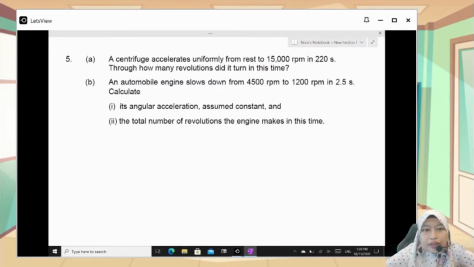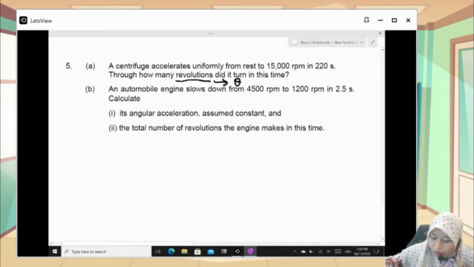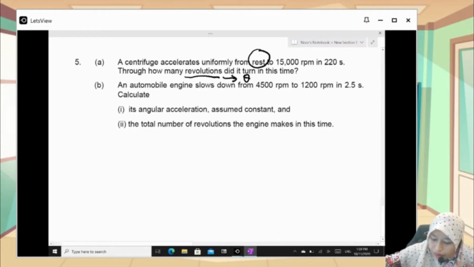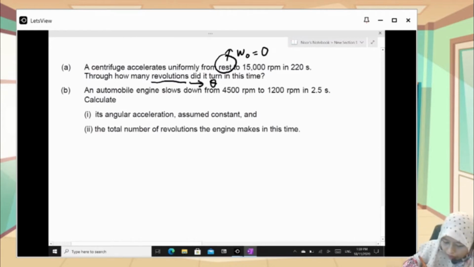Okay, 5A. The centrifuge accelerates uniformly from rest to 15,000 RPM in 220 seconds. Through how many revolutions did it turn in this time? The question asks for revolutions, which means it asks for theta. It states the centrifuge starts from rest, so rest means omega naught equals 0. Please list all the information that we got here.